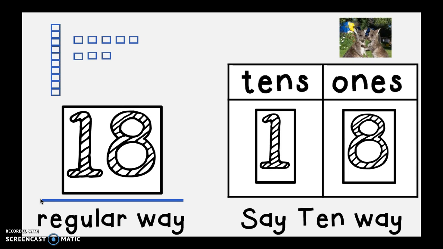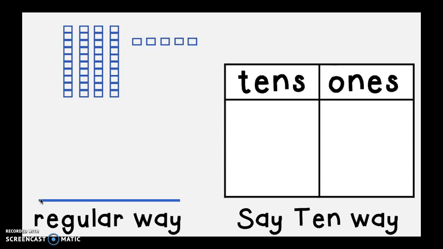Let's try another one. Friends, for this one, I would like you to go ahead and get out a dry erase board or your math journal, because I want you to practice writing it the regular way and also the say 10 way. Now, I know what you're going to tell me, friends. You don't have a place value mat in your journal or your dry erase board. But the good news is they're really easy to draw. It's just one little rectangle with a line down the middle and a line at the top. And you're going to make yours look just like mine.